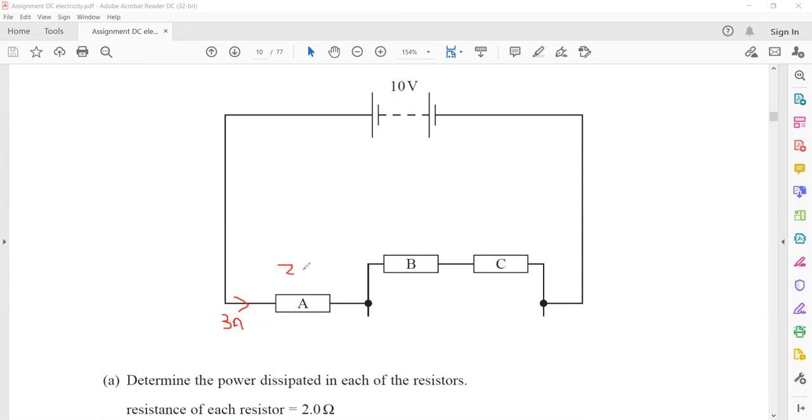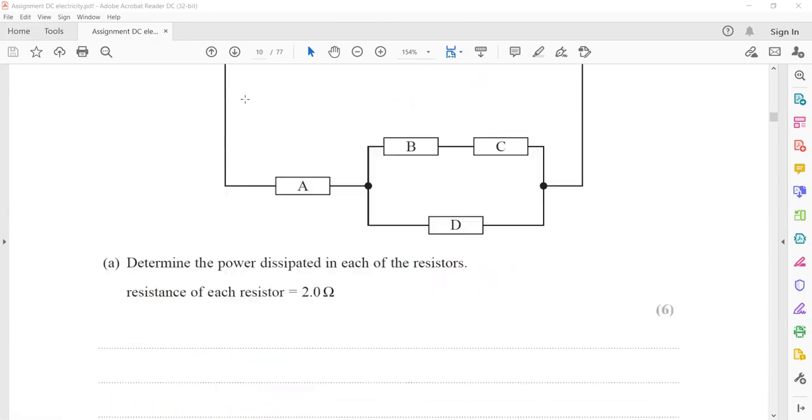But now when 2 ohm and 2 ohm are connected in series, the combined resistance is 6. So the current will be 10 divided by 6, which is equal to 1.6. So the current in the circuit is approximately half. So basically, removing or disconnecting D will increase the total resistance of a circuit, which reduces the current and the power dissipation.